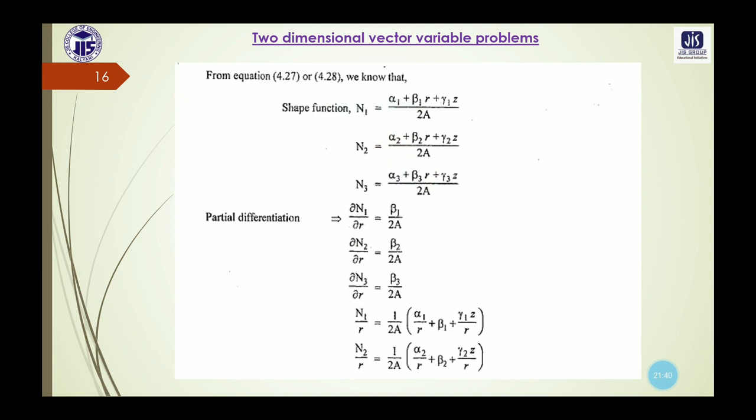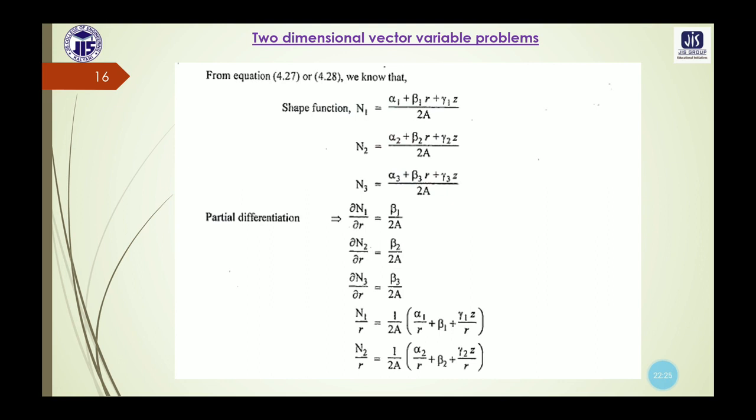Now from equation 4.27 or 4.28, we know that the shape function n1 equals alpha 1 plus beta 1 r plus gamma 1 z divided by twice a. Next n2 equals alpha 2 plus beta 2 r plus gamma 2 z by twice a, and n3 equals alpha 3 plus beta 3 r plus gamma 3 z divided by twice a. So these are the mathematical representation of the shape functions n1, n2 and n3 for the triangular axisymmetric element.